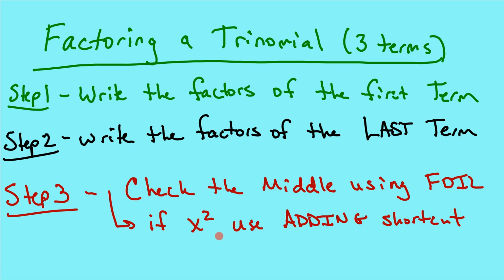Hopefully, if you use x squared, you remember the adding shortcut. So if it begins with an x squared and there's no number besides x squared up there, then you can use that adding shortcut and it'll save you a whole bunch of time.